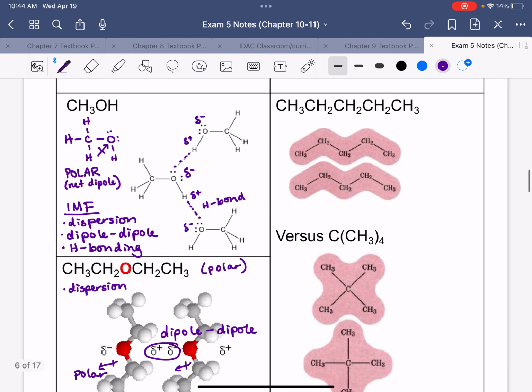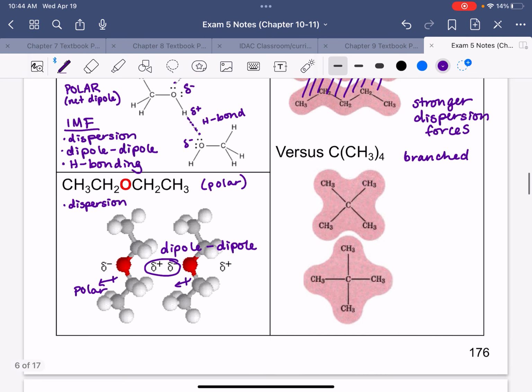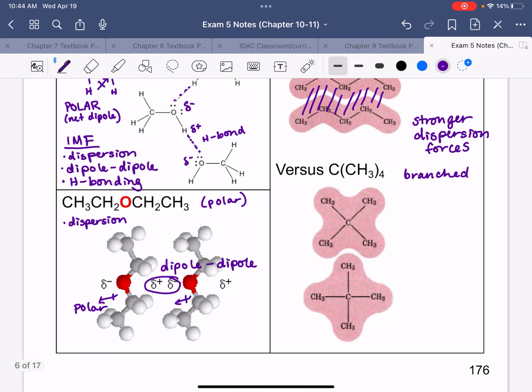In our last example, we're just comparing the branched structure versus the more linear structure. So here we have a lot of attraction between these atoms, and so we're going to have stronger dispersion forces here, versus the same molecule, same molar mass, but this one's branched, so we have weaker dispersion forces.